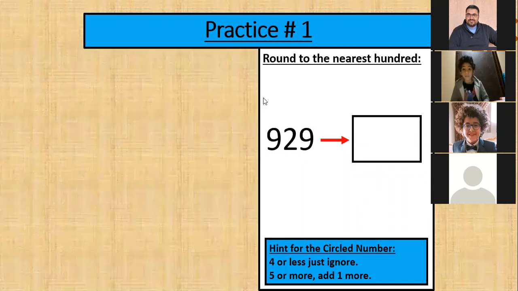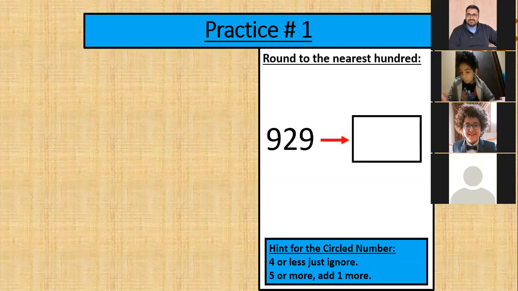Another example. We want to solve. Okay, Safe. Yes, master. Can you solve this one, Safe? Tell me the steps, please. I want to round 929 to the nearest 100.